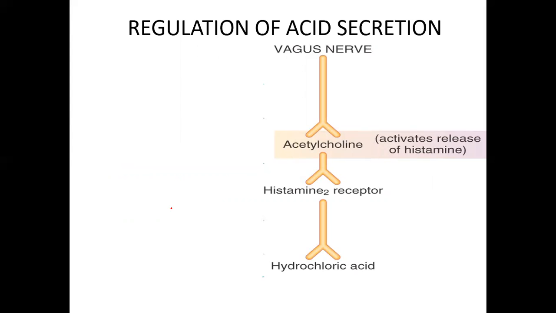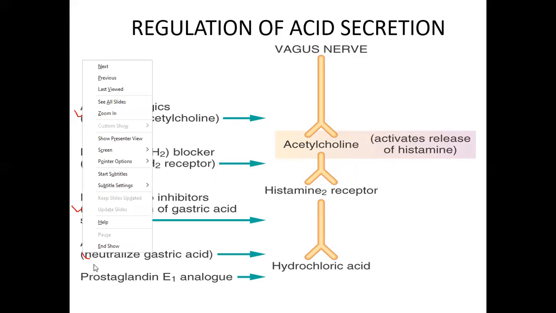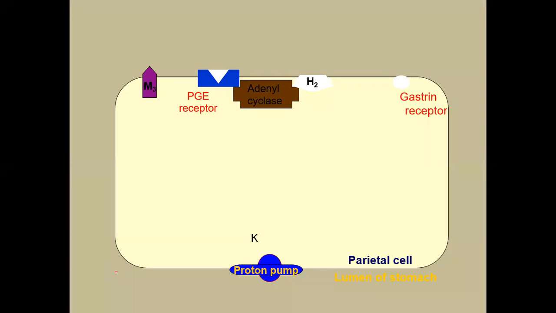Now, when we talk about the regulation of gastric acid secretion, the vagus nerve acts through acetylcholine. This acetylcholine then acts on histamine receptors, and histamine receptors cause hydrochloric acid secretion. So anticholinergic drugs act by blocking this particular response. Histamine and acetylcholine further lead to this, so this is where histamine blockers are used. Once the histamine receptor is activated, proton pump inhibitors are used. Once acid is produced, we have antacids and prostaglandin analogs that can be used. Now let's talk about these mechanisms.